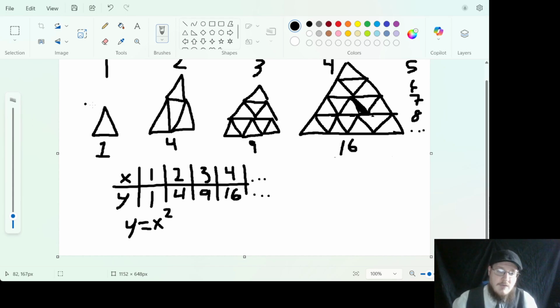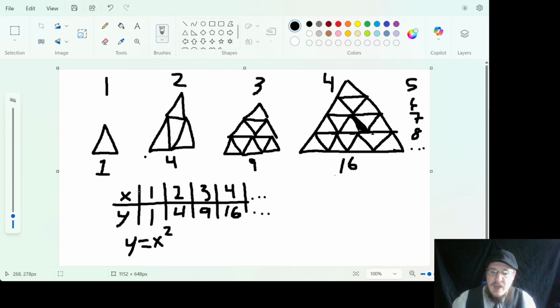Okay? Because we have one triangle here. We have a full triangle here, but it's comprised of 4 triangles, which is our 2x, or our x squared here, with 2 equal to x. The next one, we have a whole triangle made up of 9 triangles, which is 3 squared, because it's our third term, and so on there.